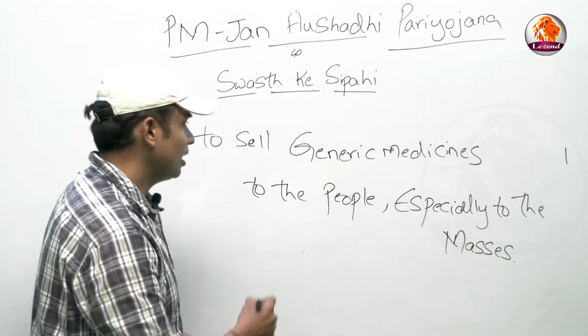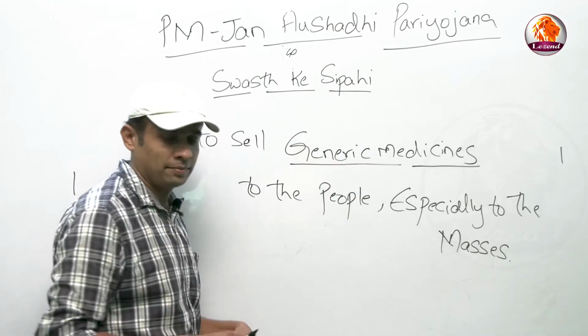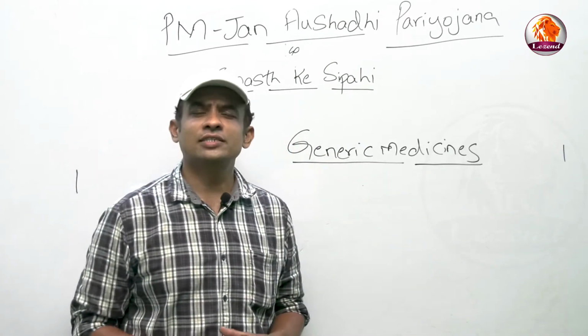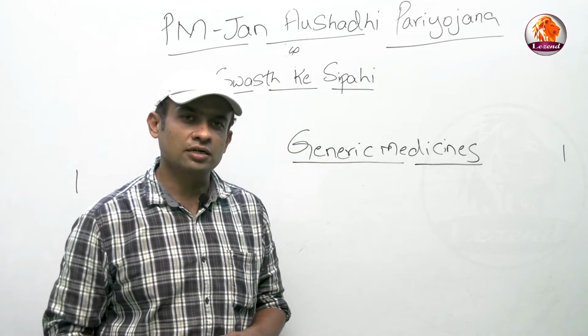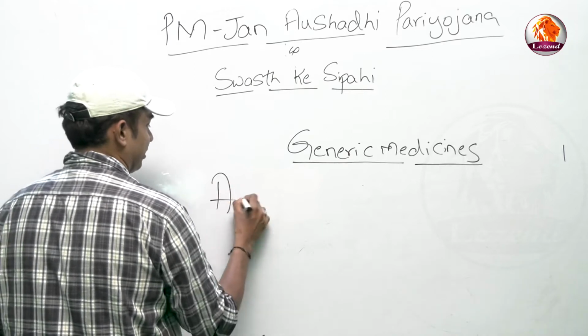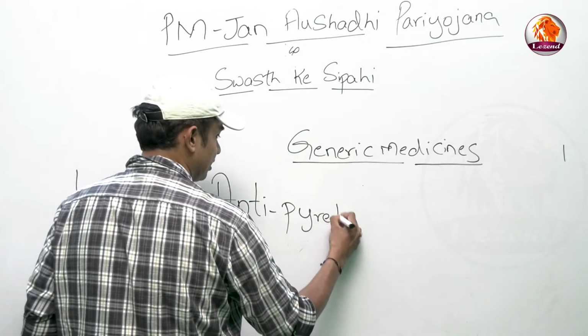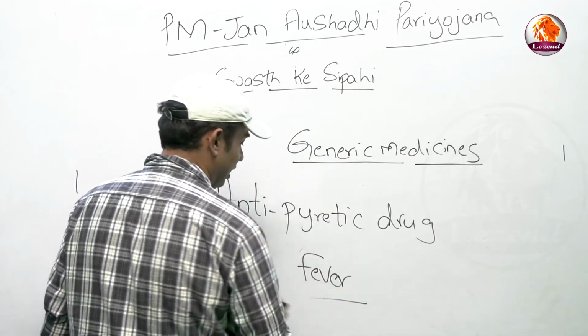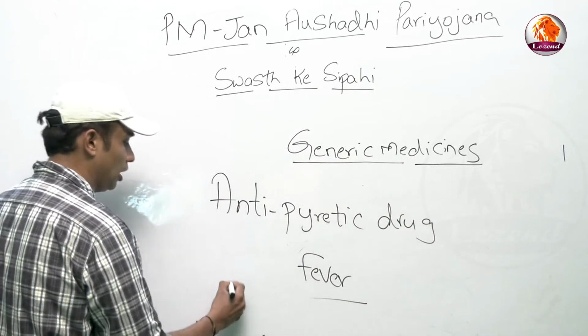What are generic medicines? Let's get into that first. You know paracetamol. When we suffer from fever, every doctor prescribes us to take paracetamol. It's an antipyretic drug, that means it is used to treat fever. Let us take the example of paracetamol.